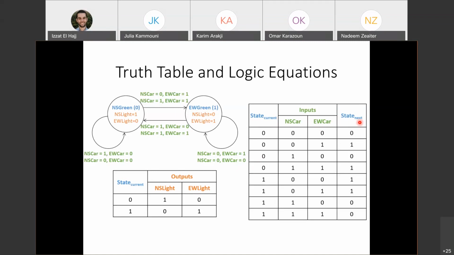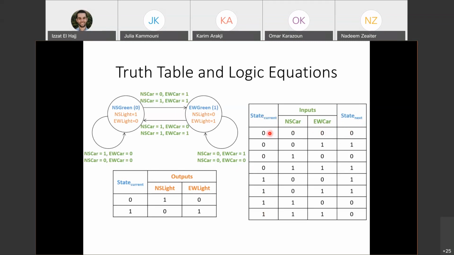Now let's see how I am going to fill out this truth table. I'm going to have all combinations of the three inputs, the current state and the NS car and EW car. Now the question is, what is going to be my next state when my current state is 0 and my inputs are 0, 0? Well, I simply go and look at my state diagram.